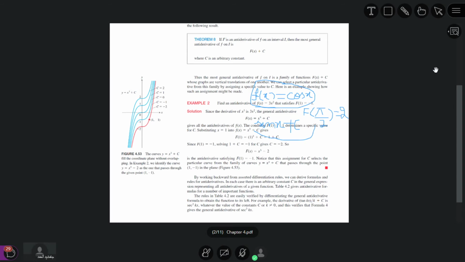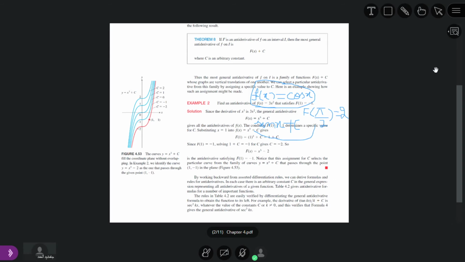So we have 2 is equal to 1 plus c. So c is equal to 1. So what will be our final answer? Capital F of x is equal to sine x plus 1. This will be our final answer.